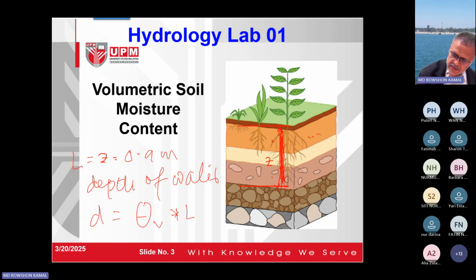So L means this distance, this height, and theta b is the moisture content on a volumetric basis. So if you know the volumetric basis moisture content of the soil, then you just multiply by this L, so you can find the depth of water. Then you can say, okay, it is this many centimeters.